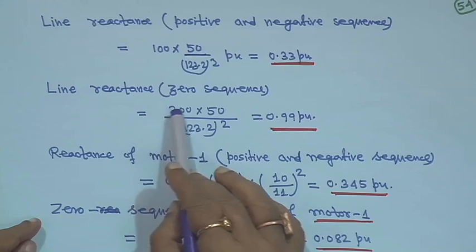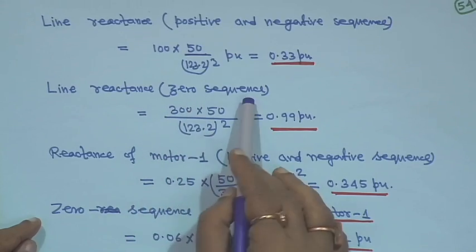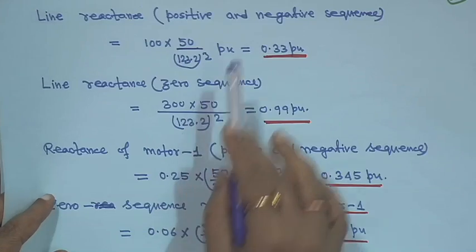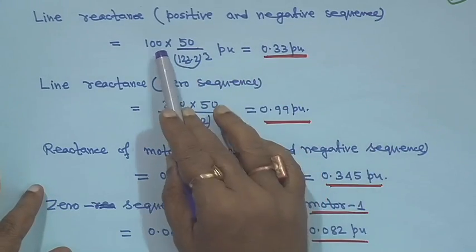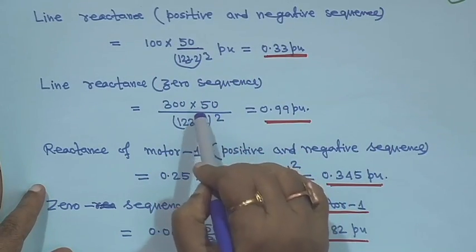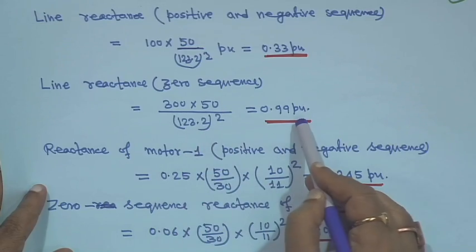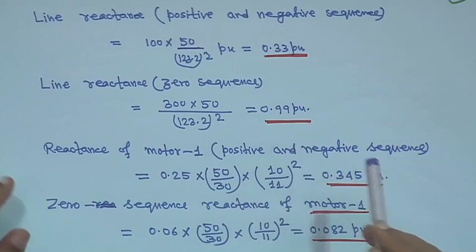Now, the line reactance for zero sequence was given as 300 ohm. So the positive and negative is 100, but zero sequence is given as 300. So it is 300 into 50 upon 123.2 square, that is 0.99 per unit, right.